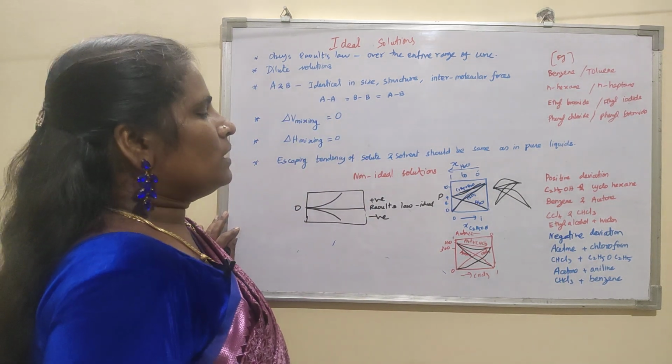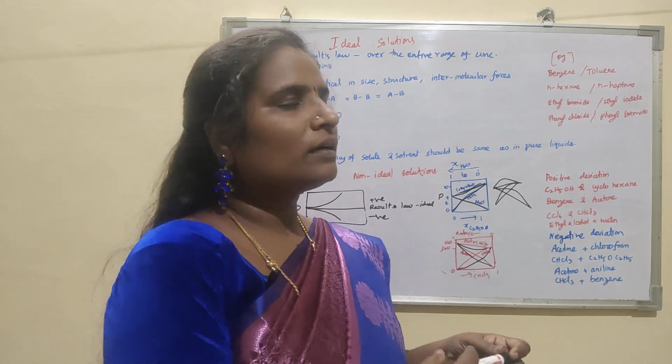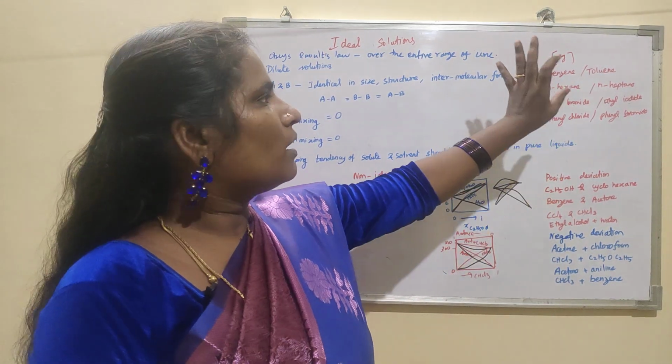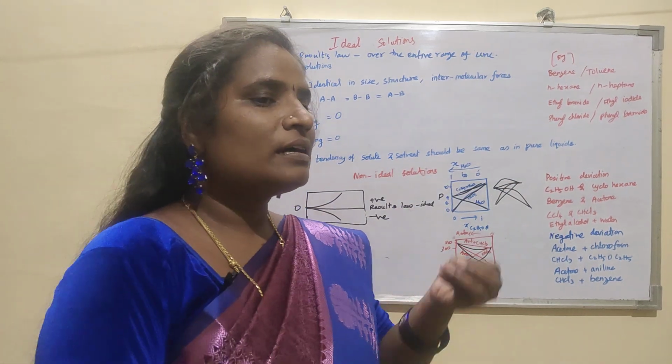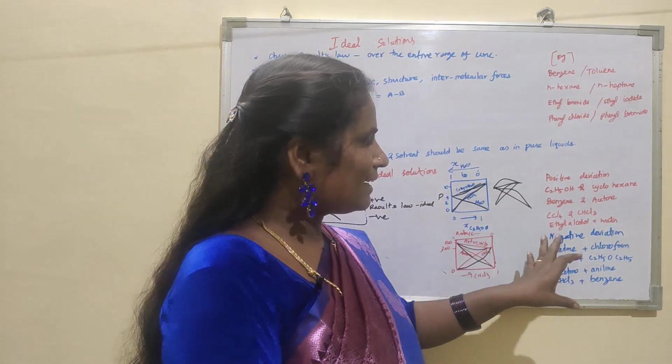When the solutions follow Raoult's law, they are termed ideal solutions. If they do not follow Raoult's law, they are known as non-ideal solutions. These non-ideal solutions are further divided into solutions which show positive deviation and negative deviation.